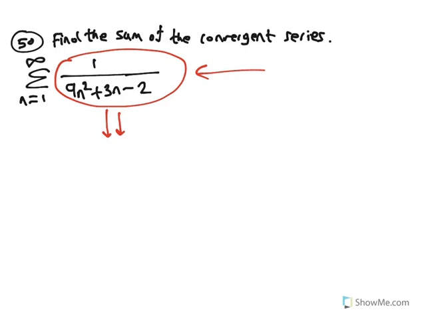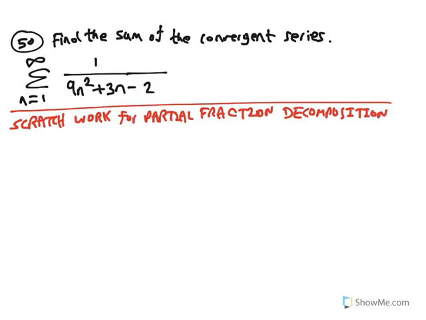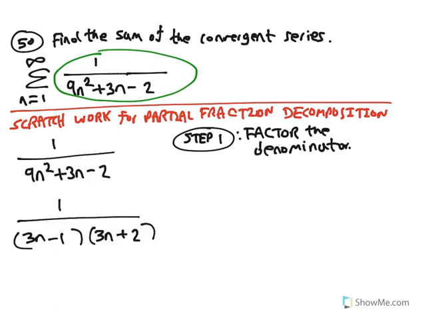So now we go back to Objective 2. We're going to do some scratch work. We're going to do partial fraction decomposition. So we will begin with some scratch work in which we will do partial fraction decomposition to rewrite the nth term of our infinite series. The first step in doing partial fraction decomposition is to factor the denominator. So we take our denominator of 9n squared plus 3n minus 2, and we factor it so that we have in the denominator 3n minus 1 times 3n plus 2.